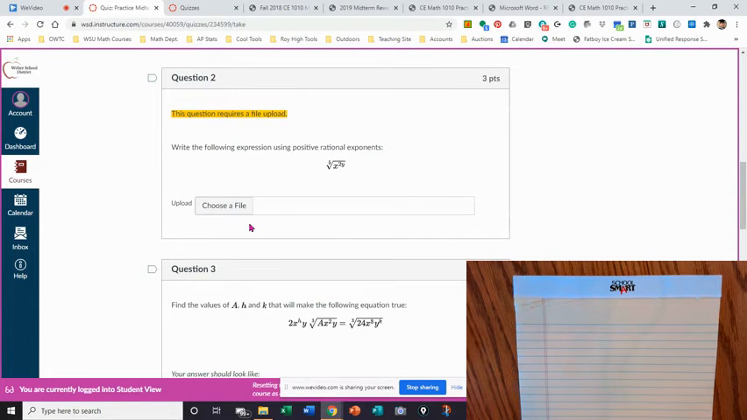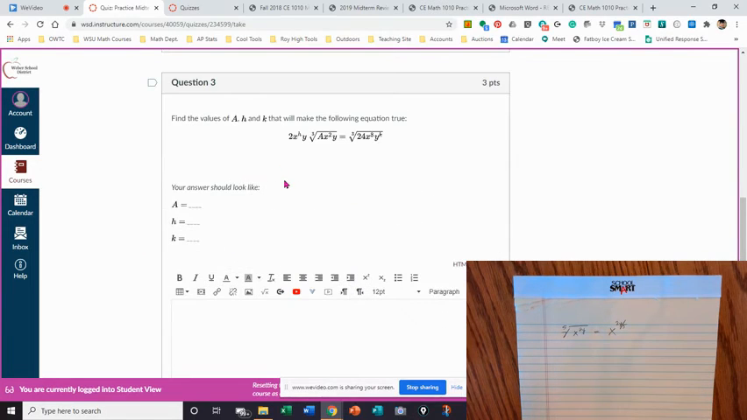Okay, rational exponents. So I've got the 5th root of x to the power of 2y. Well, I know that I take the base, which is x, and this power becomes the numerator, and the root becomes the denominator. So I've got 2y over 5. That's it. Oh, cool. That's not bad.